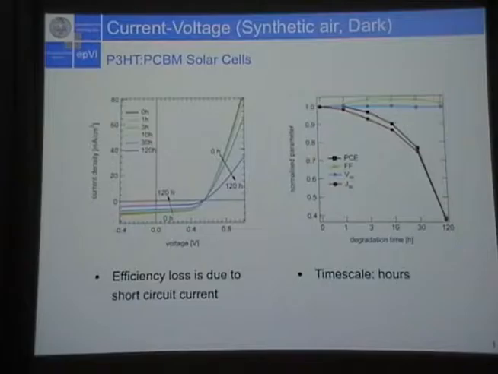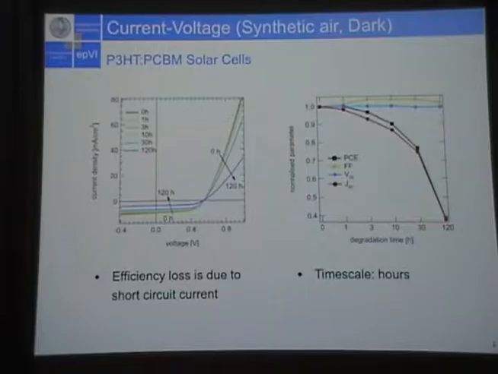So we subject the devices to oxygen, always under the same conditions in the chamber, filled with dry synthetic air, once in the dark for a certain number of hours, and then under illumination with white light. It's not spectrally resolved at a certain wavelength, it's just a white, high-power LED.